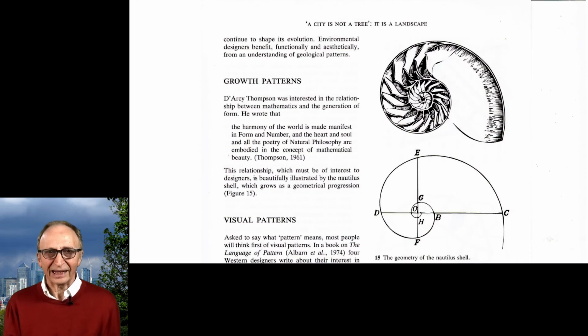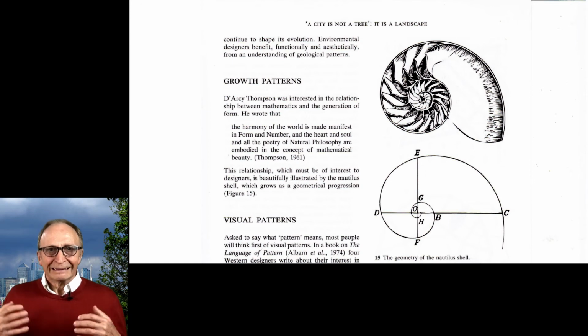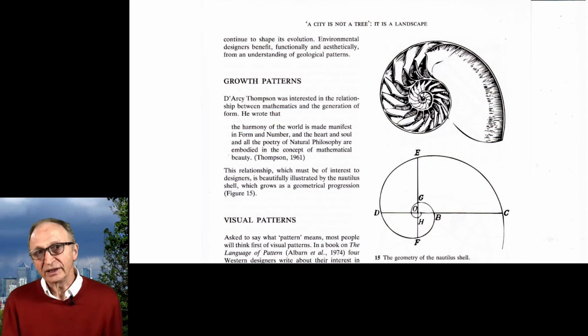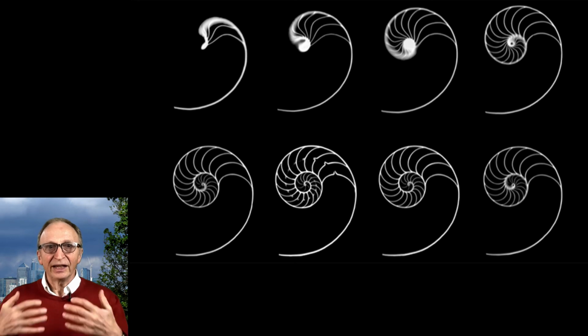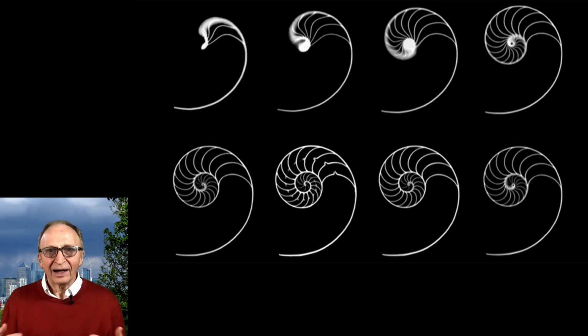Next, growth patterns. Darcy Thompson was interested in the relationship between mathematics and the generation of form. He wrote in 1961 that the harmony of the world is made manifest in form and number, and the heart and soul of all the poetry of natural philosophy are embodied in the concept of mathematical beauty. This relationship, which must be of interest to designers, is beautifully illustrated by the nautilus shell, which grows as a geometrical progression.